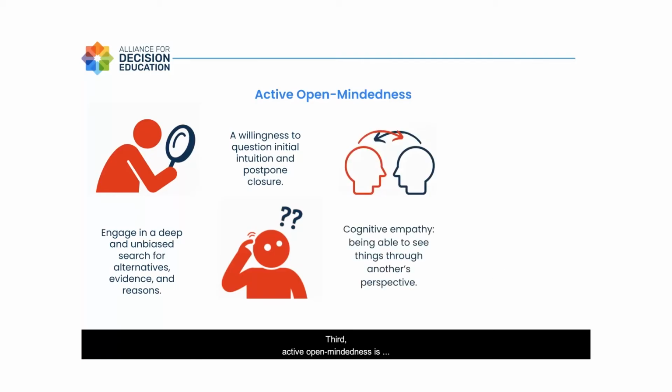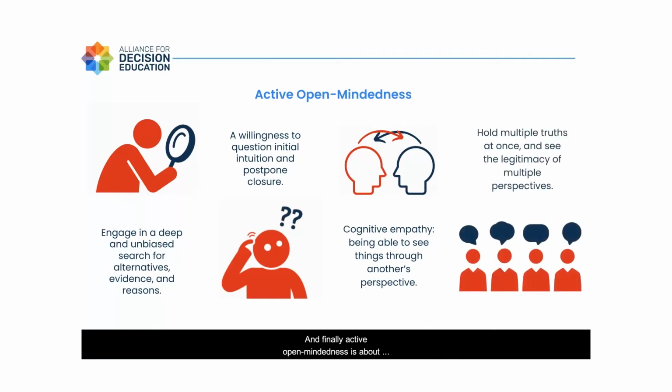Third, active open-mindedness is about cognitive empathy, or being able to see things through another's perspective. When we attempt to put ourselves in someone else's shoes, we can deepen our understanding of why they believe what they believe and identify places where our values and goals intersect or diverge.